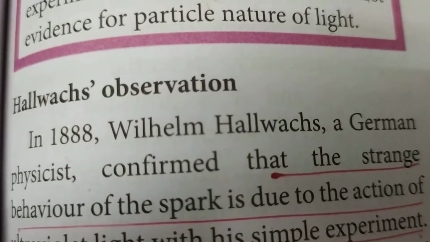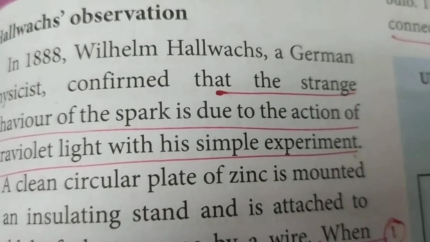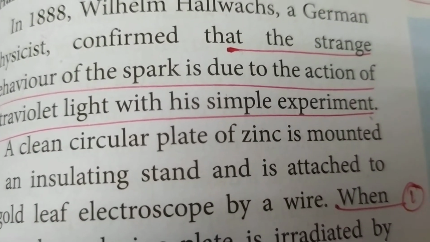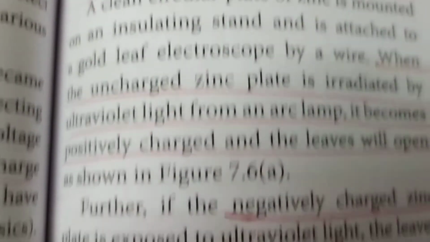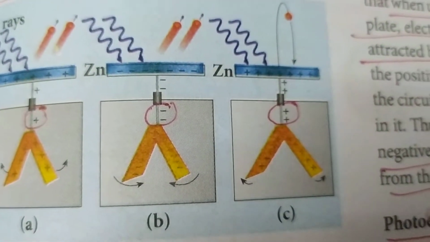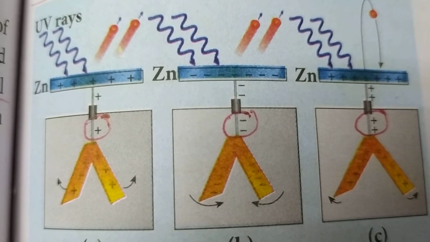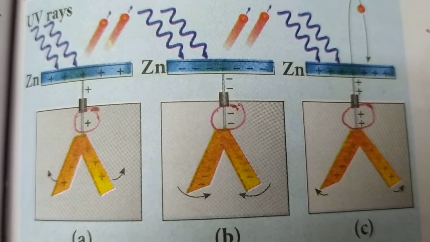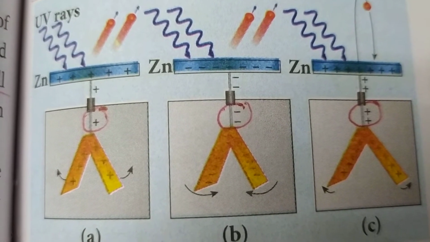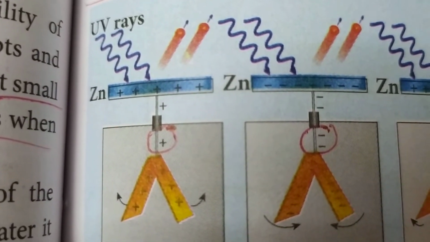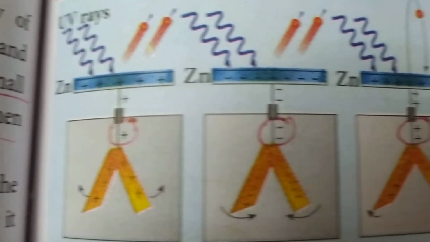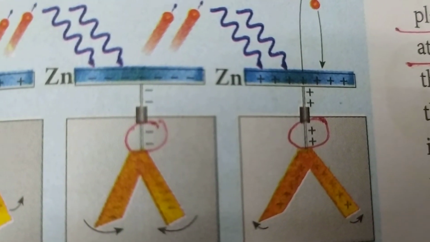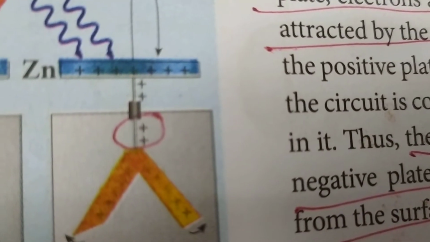And next we are going to see about Hallwachs' observation. In this we are going to see about the strange behavior of the spark due to the action of ultraviolet light with this simple experiment. There are 3 diagrams given in this. In the first one, the zinc plate is kept and a gold leaf electroscope apparatus is connected with the zinc plate, and first the zinc plate is positively charged, and in the next case it is uncharged, and in the next case it is negatively charged, and in the third case it is positively charged.